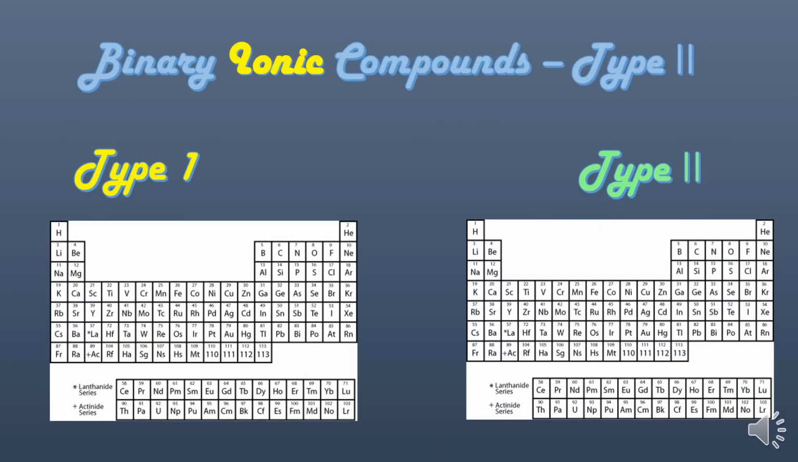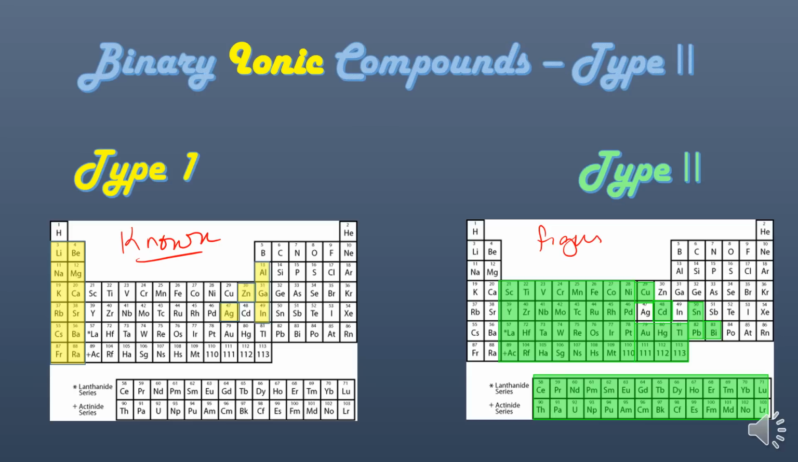Ionic compound type 1, we handled. We know the charge on these guys. They're known. We don't even have to mess with it. The charges are known. But I said we're going to have to figure these charges out. And that's where it gets a little more difficult. But don't worry, it's not bad.